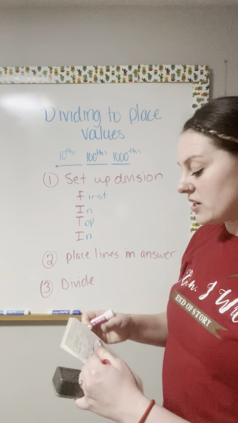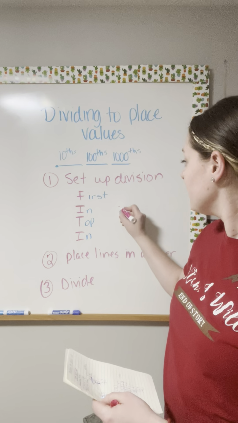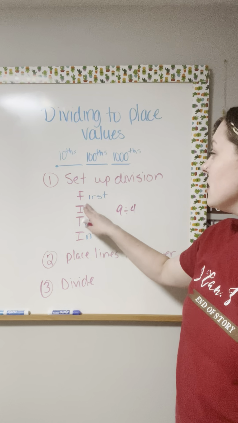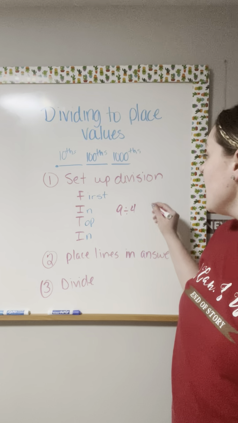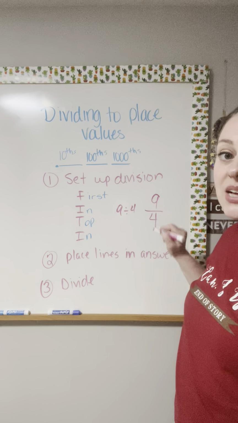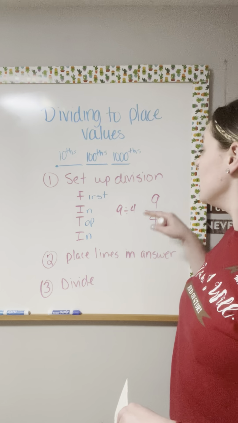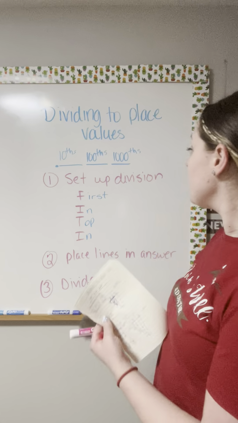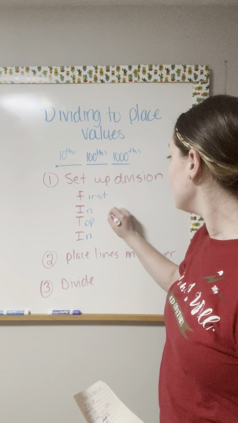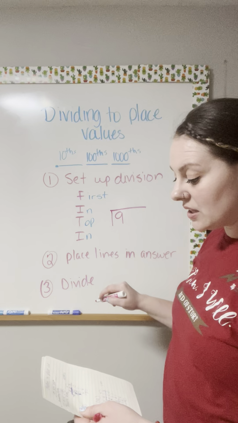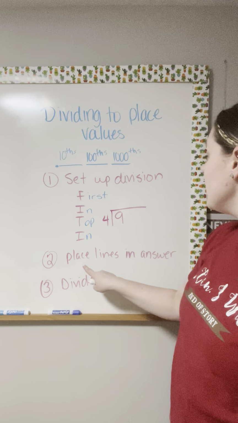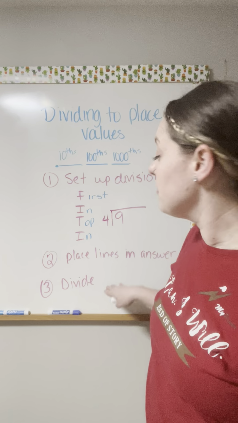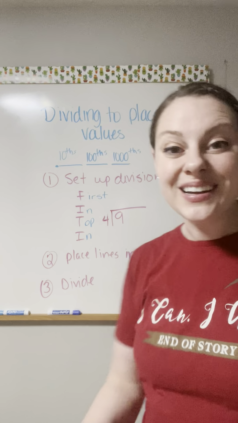So my very first question, I'm just going to get the setup at least done for you, is 9 divided by 4. So when I'm setting that up, I know that my first number goes in the house, right? It could also be presented to you as a fraction. In this case, your top number goes inside the house. So step one, I get my division set up, and in this case, I have 9 on the inside, 4 on the outside, and then place lines in the answer. So I'll go over that whenever I actually do this problem. And then step 3, divide. So here we go.